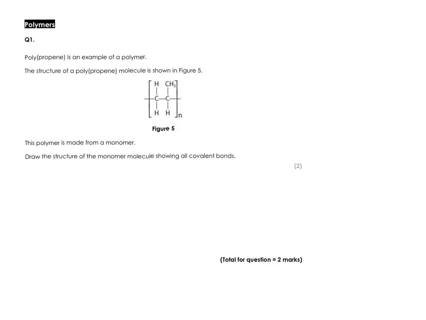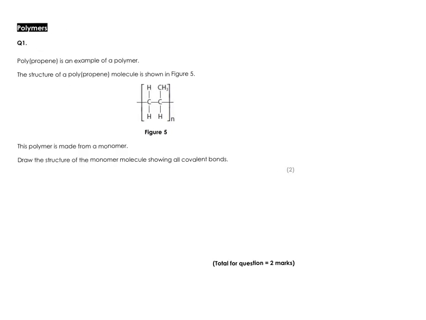So the first question requires us to draw the structure of the monomer molecule from this polymer. Polypropene is an example of a polymer. The structure of the polypropene molecule is there. So what this picture means is that we've got bonds going out side to side here, and that means those are linked to more of this structure. That n represents there are a certain number of these linked together.